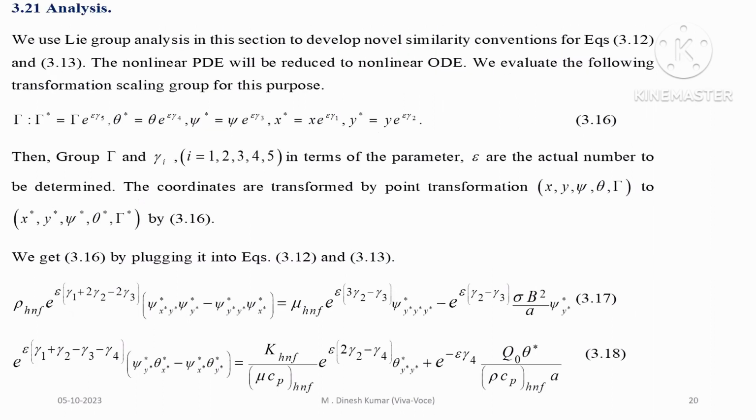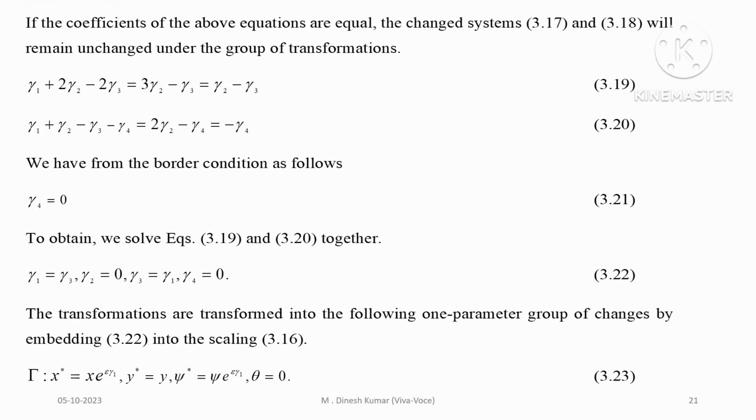This is the Lie group analysis. These are the similarity transformations used for the Lie group, and the exponential function has been used, and there should not be any variation. That means whatever the coefficients are here, they must all be equal, which tells us that there is no loss. That's why we are equating all the coefficients here. Further, whenever we solve that, we will get the results.